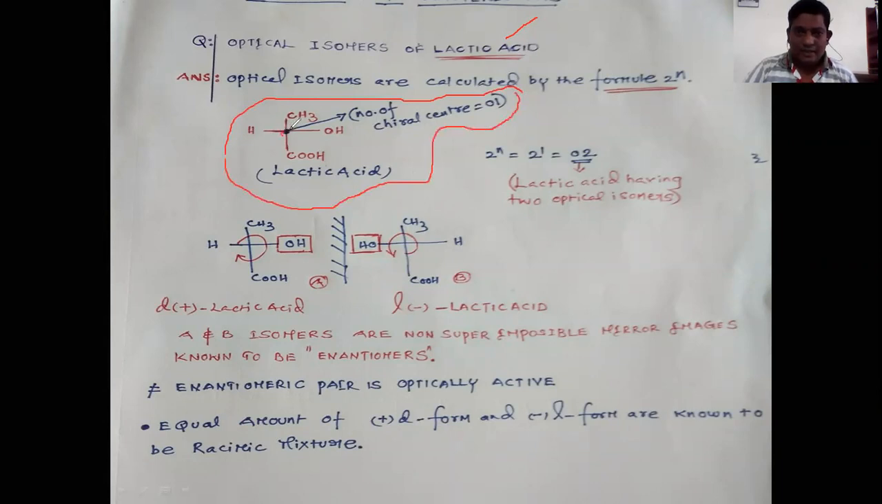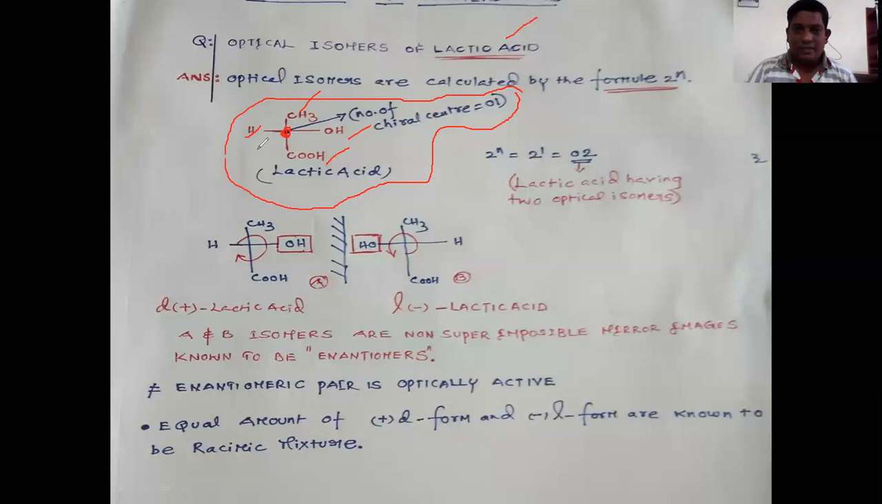Lactic acid contains one carbon with CH3, OH, COOH, hydrogen. Is it chiral or achiral? It is chiral, which contains an asymmetric center. CH3 is not equal to OH, OH is not equal to COOH, COOH is not equal to hydrogen. The carbon contains four different groups, so it is going to be a chiral center.